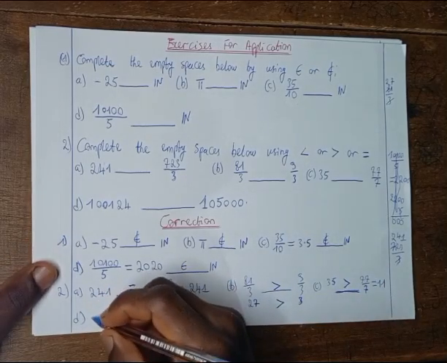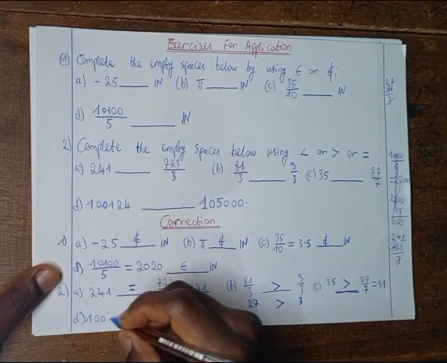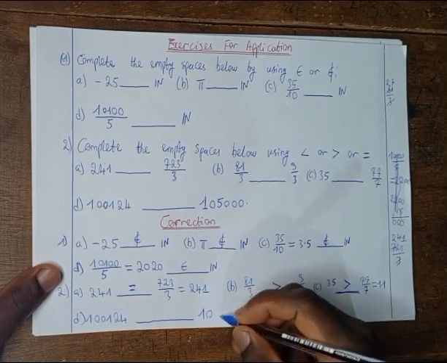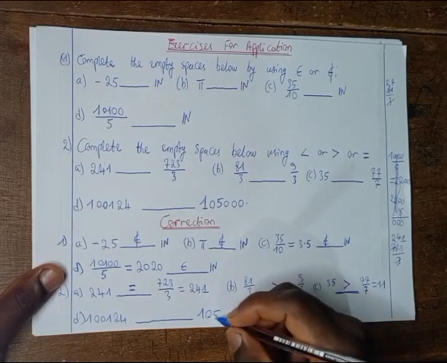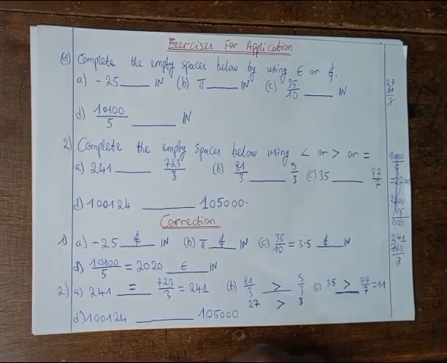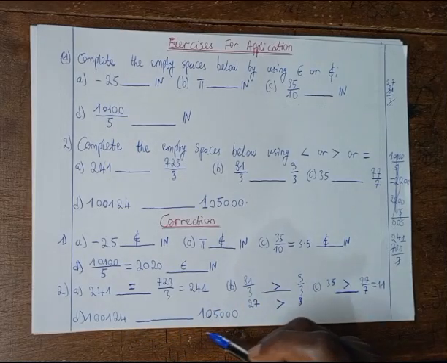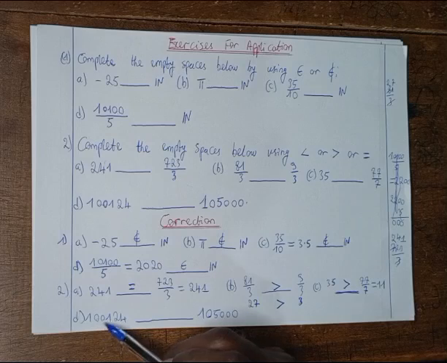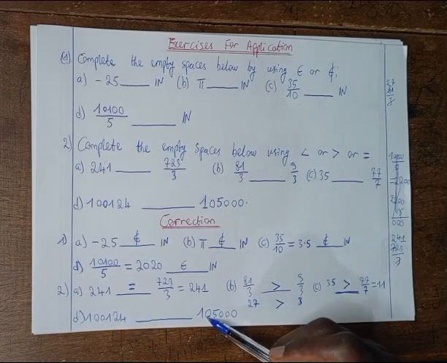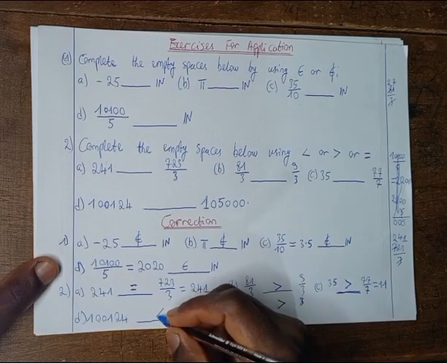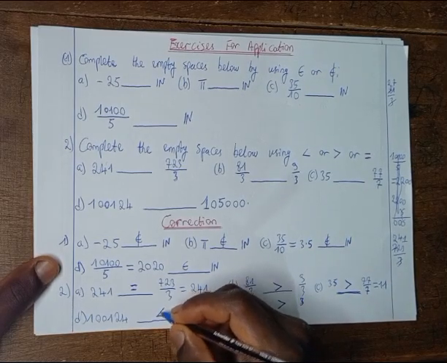Then for D, we have 100,124, and we have 105,000. You can see comparing these two numbers, you will see that 100,124 is less than 105,000. So in this case, we are going to make use of the symbol less than.